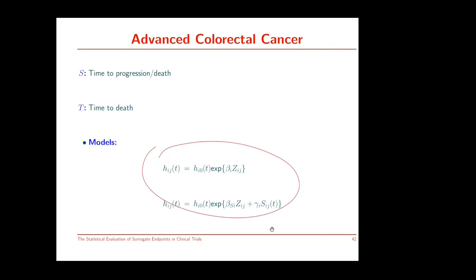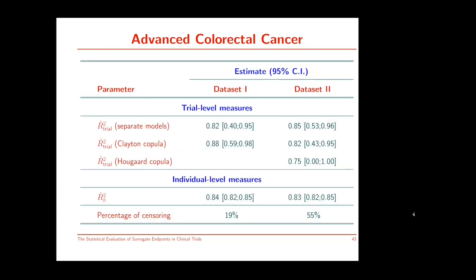So again, what do we do here? We fit a Cox model for the true endpoint, period. And we fit a Cox model for the true endpoint, but also correcting for the surrogate. And then we compare the two models, and if a lot of the effect is taken up by the surrogate, we have a good surrogate, and we will be looking at a high R-square at the trial level.